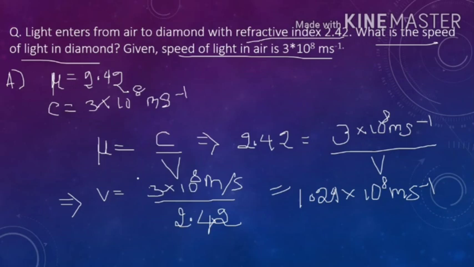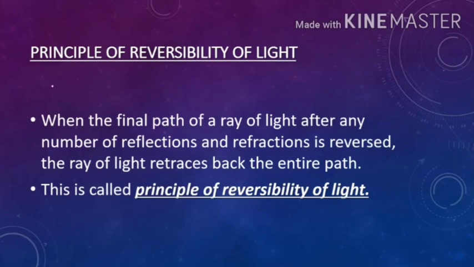Okay, let's move ahead. That is the last topic, the principle of reversibility of light. When the final path of a ray of light after any number of reflections and refractions is reversed, the ray of light retraces back the entire path. And this is called the principle of reversibility of light.